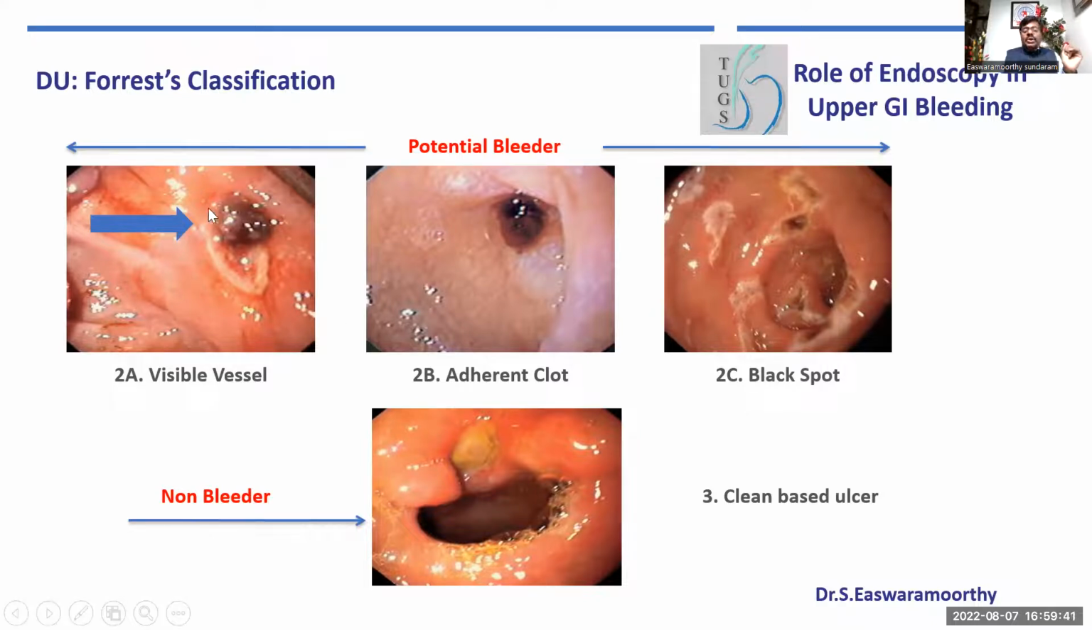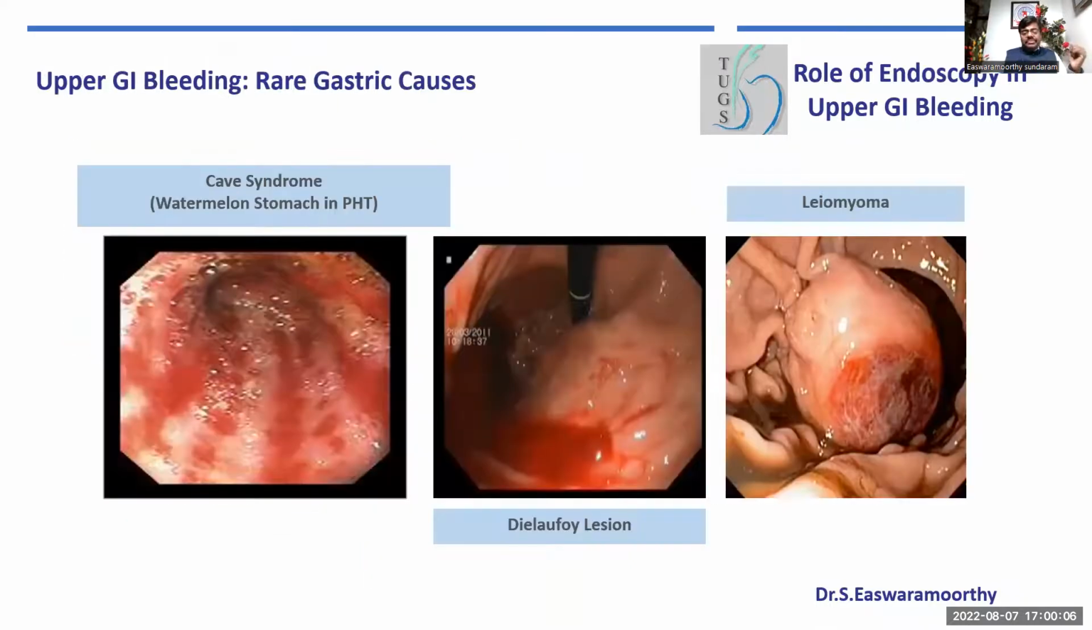And it is easy to do endotherapy here because it is not bleeding. You can always give a 4-quadrant dilute adrenaline, then contemplate additional mechanical devices. Whereas one for sure, if it is a non-bleeder, is this one, a clean-based ulcer. You send them to the ward or even outpatient department treatment. So that's all about it. Forrest classification is a very good classification we can adapt to predict the bleeding tendency.